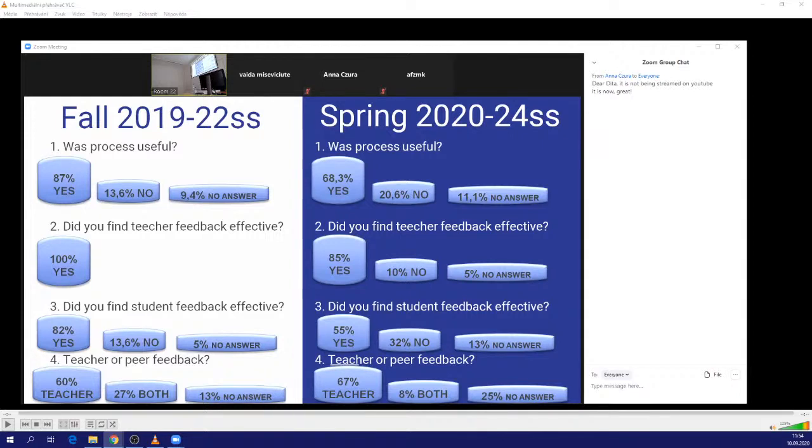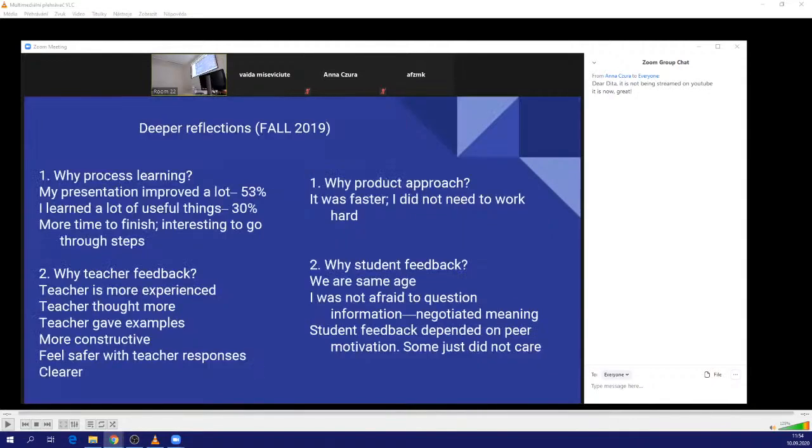And did they prefer teacher or peer feedback? I see that they prefer teacher feedback, which is very natural and normal, but I am very happy that during the regular classroom learning, 30% of the students said that they like both.